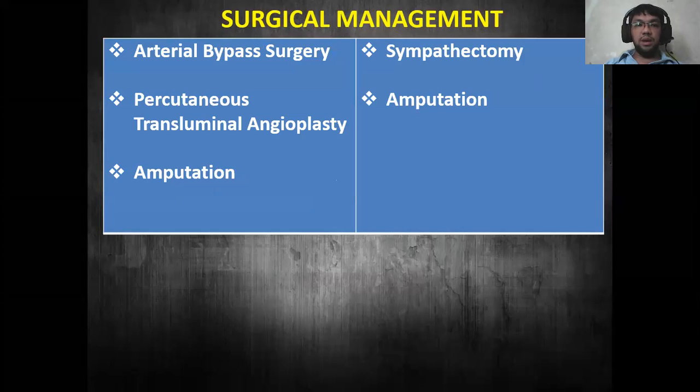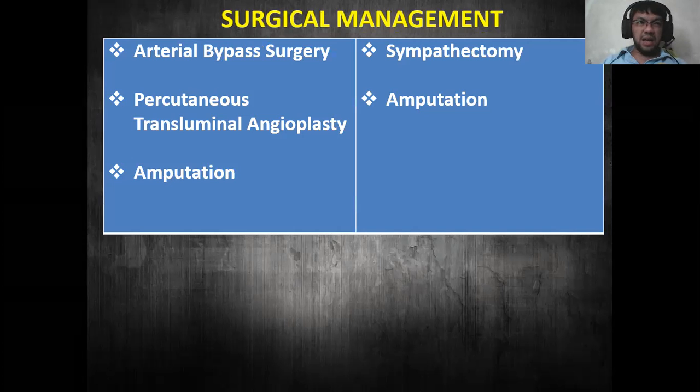Now, what would be the surgical management? They are now going to do arterial bypass surgery. So they're going to replace those arteries that are already totally occluded by plaque with arterial bypass surgery. They're going to use other blood vessels, such as the veins, also from the lower extremities. Percutaneous transluminal angioplasty. So same with that of the coronary artery disease, in order to remove the plaque that is building up in the arteries of the lower extremities.